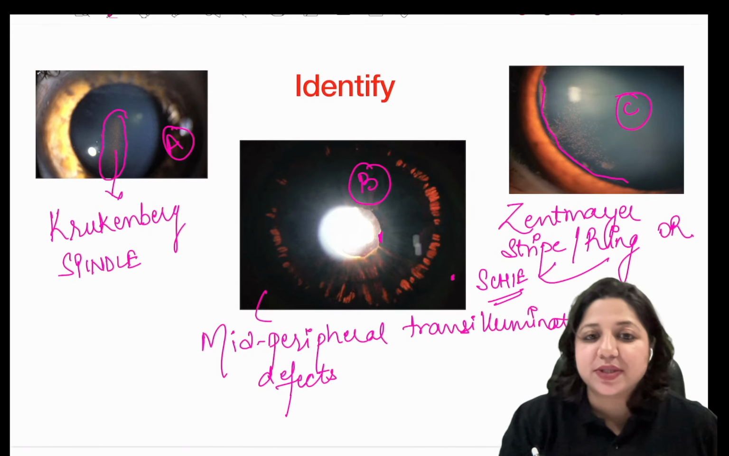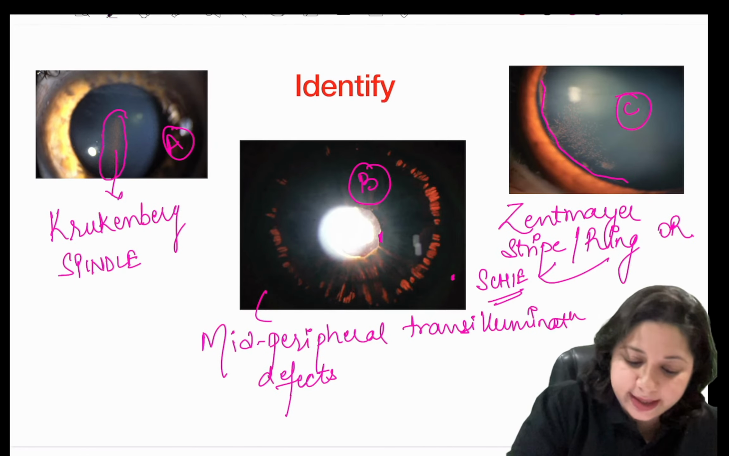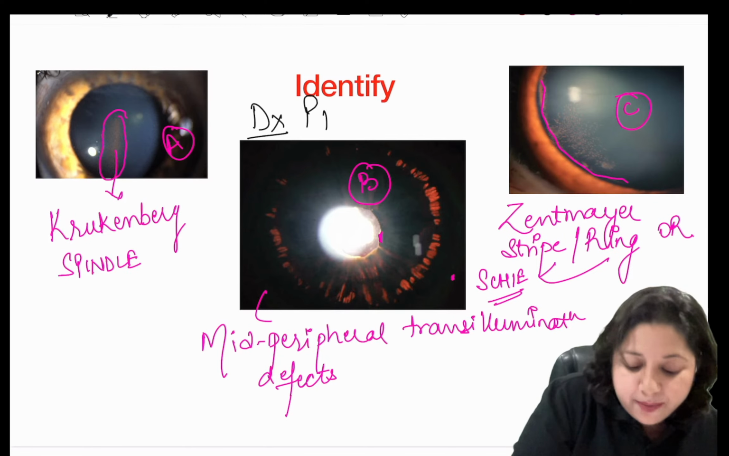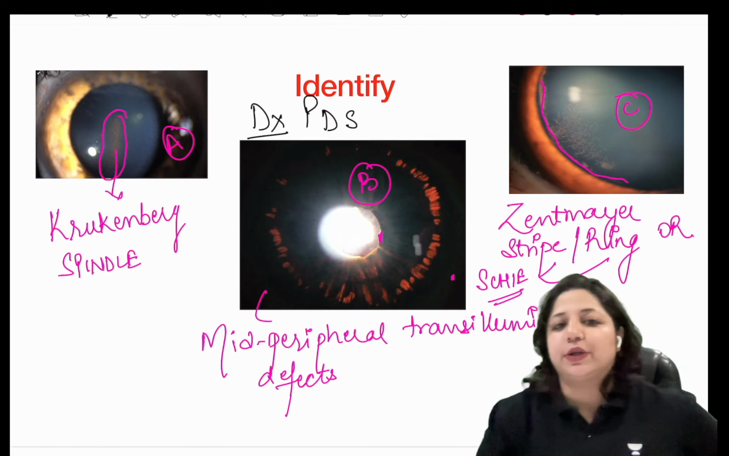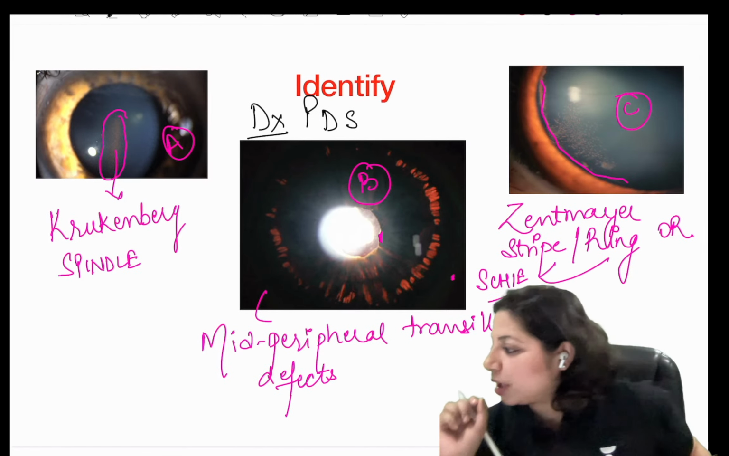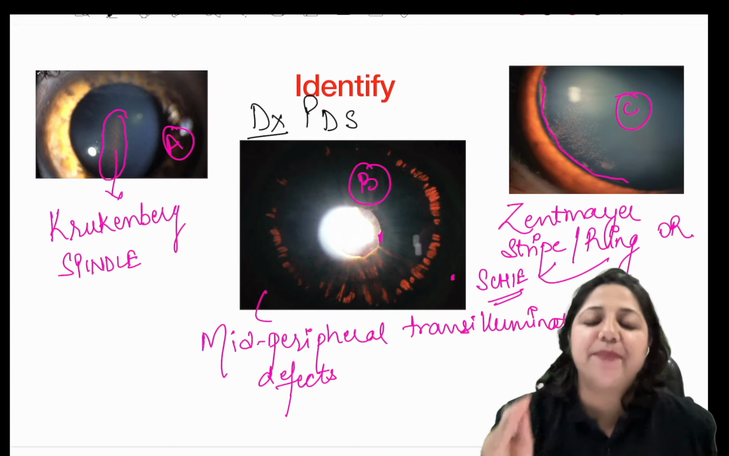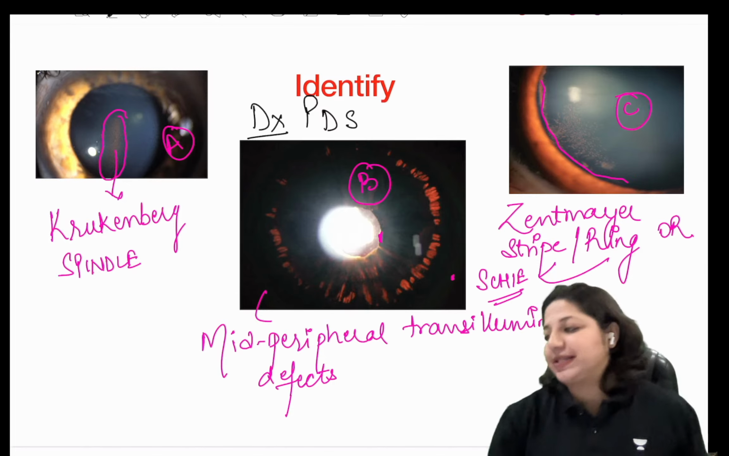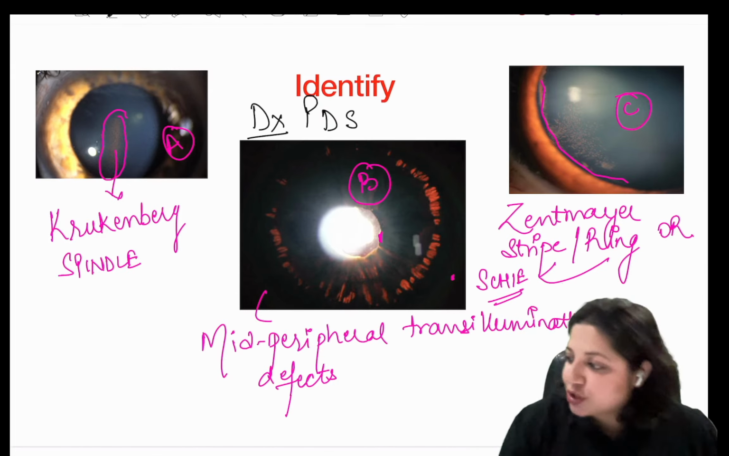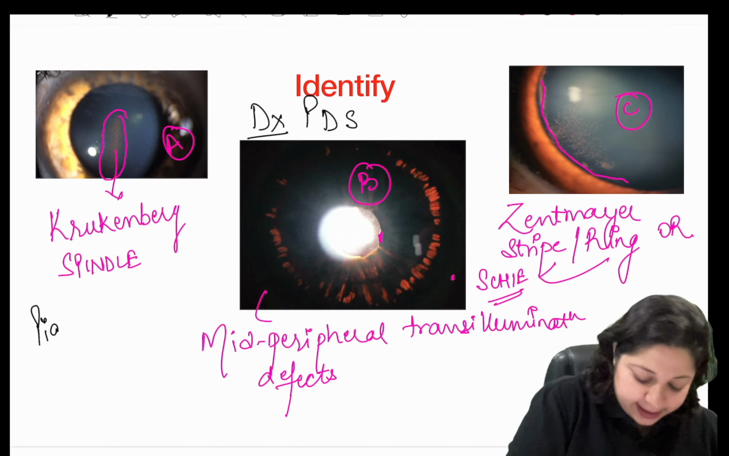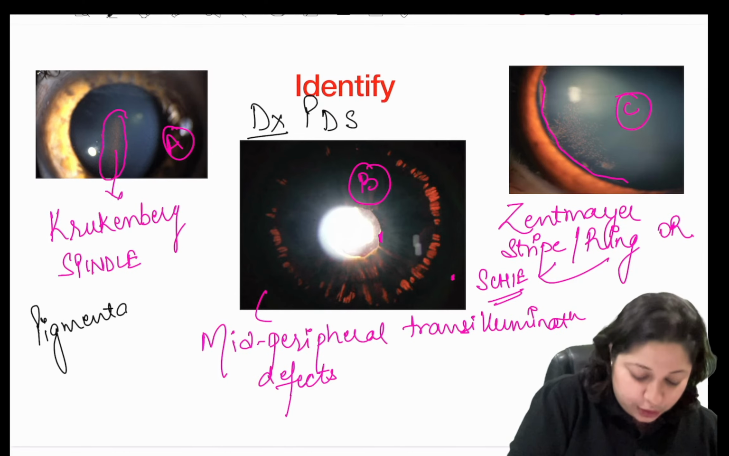So what is the diagnosis here? The diagnosis is pigment dispersion syndrome. It is PDS, or pigment dispersion syndrome. Now tell me, out of these three, A, B and C, what is the pathognomonic sign? What is the pathognomonic sign of pigment dispersion syndrome? Yes, the glaucoma that you get here is the pigmentary glaucoma. What you get here is pigmentary glaucoma, absolutely.